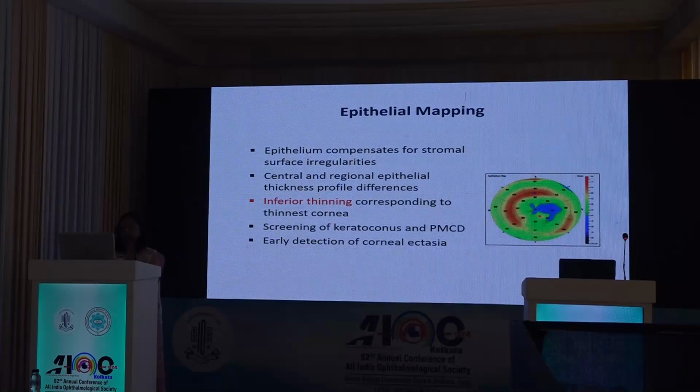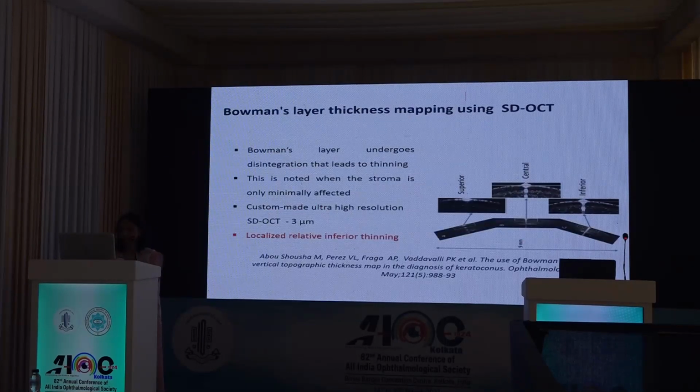And epithelial mapping is a newer concept which is based upon the observation that the epithelium compensates for the stromal surface irregularities. And we see it as inferior thinning corresponding to the thinnest cornea. It is very useful in detection of the early keratoconus, PMCD, or detection of the early ectasia. Now, even before the epithelium is involved, there is disintegration of the Bowman's membrane, which can be seen as localized relative inferior thinning on the spectral domain OCT.